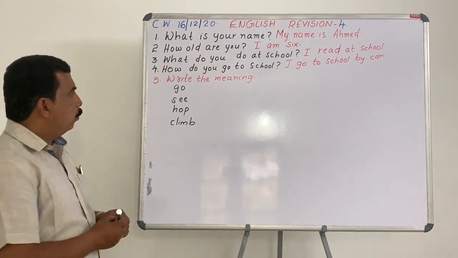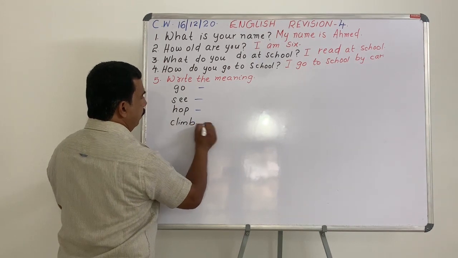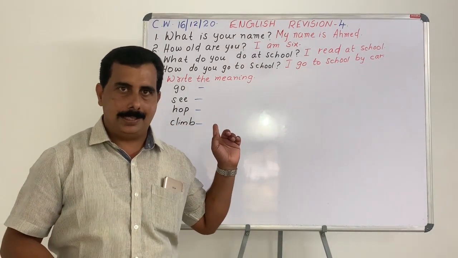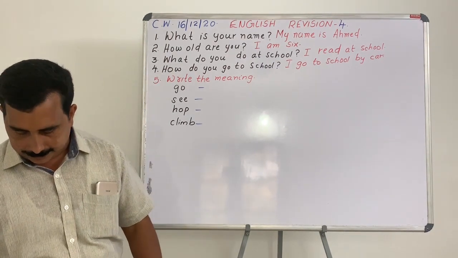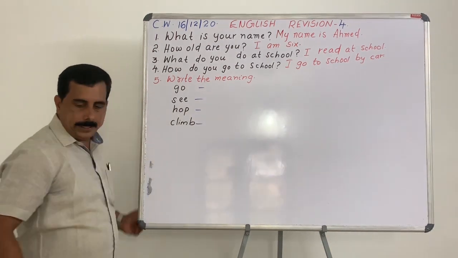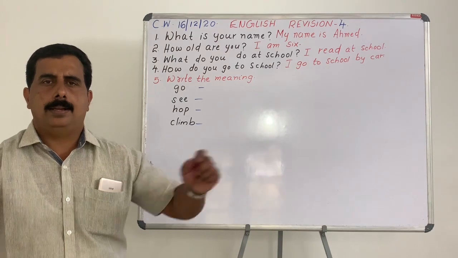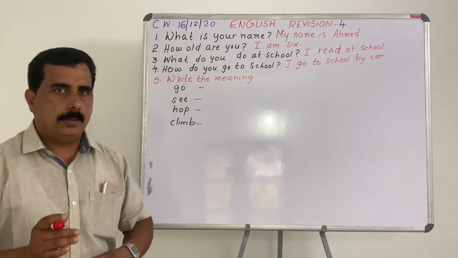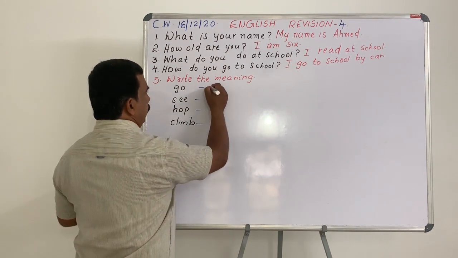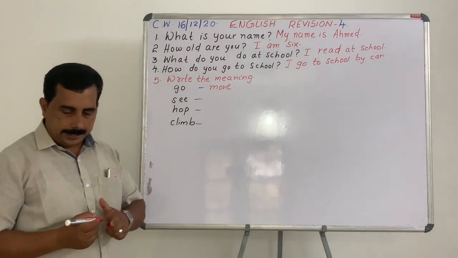Okay, so what's the meaning of go? What's the meaning of see? What's the meaning of hop? What's the meaning of climb? These words are from our story. Go means, what's the meaning of go? Okay, who can tell? Ibrahim Muhammad, what is the meaning of the word go? I go to school. I move. Very good, Ibrahim. Move. I move. Okay, next.